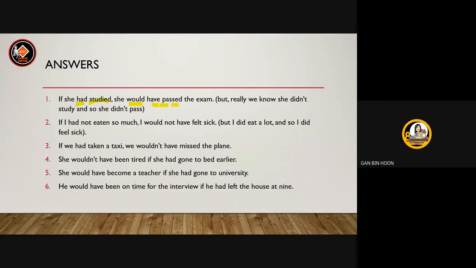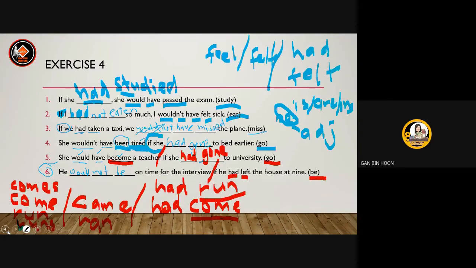Okay. Ini adalah kenyataan ayat yang menunjukkan sesuatu yang telah berlaku. Tetapi sebaliknya boleh berlaku kalau perkara lain diubah. If I had not eaten so much, I would not have felt sick. But I did eat a lot. So I did feel sick. Okay. So that is the meaning of third conditional sentences. If we had taken a taxi, we would not have missed the plane. So are you correct, number 3 just now? We would not have missed the plane.